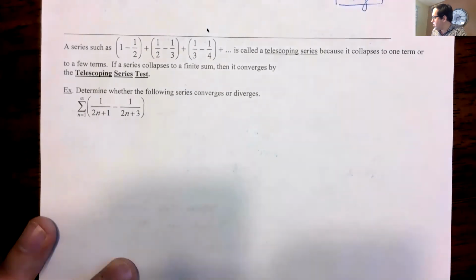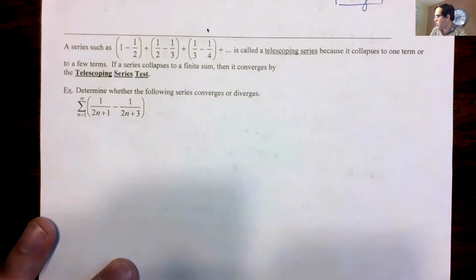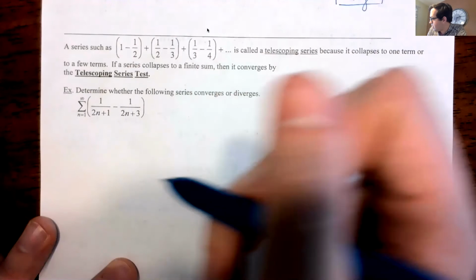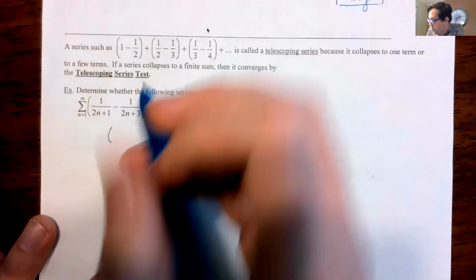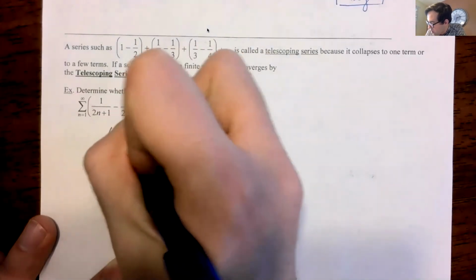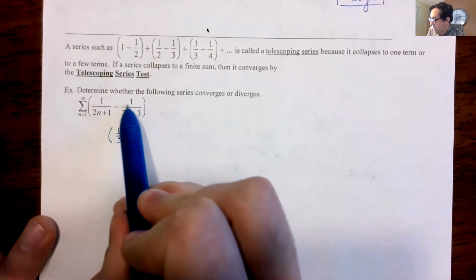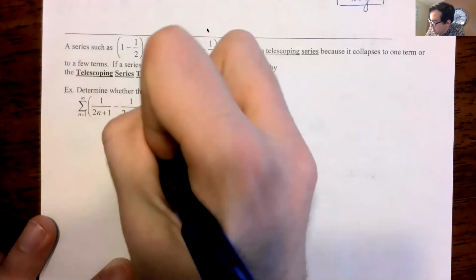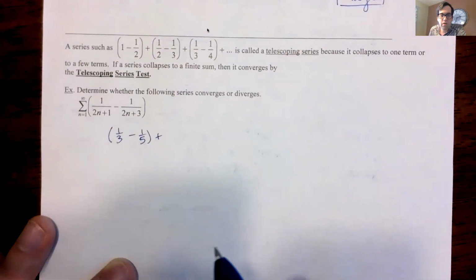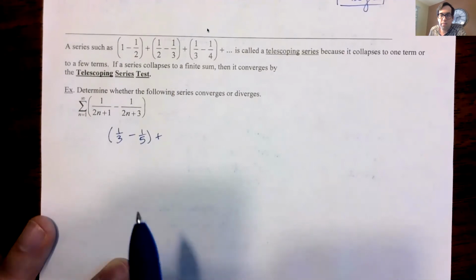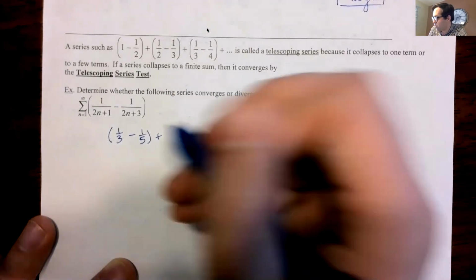What we're going to do here is just start to write out the first couple terms of this series. So let's think about what happens if I plug in 1 for n. We're going to end up with 1 over 2 plus 1, minus 1 over 2 plus 3. So that collectively is the first term. And I could do 1/3 minus 1/5, but I'm going to leave it separated for now, and you're going to see why in a second.